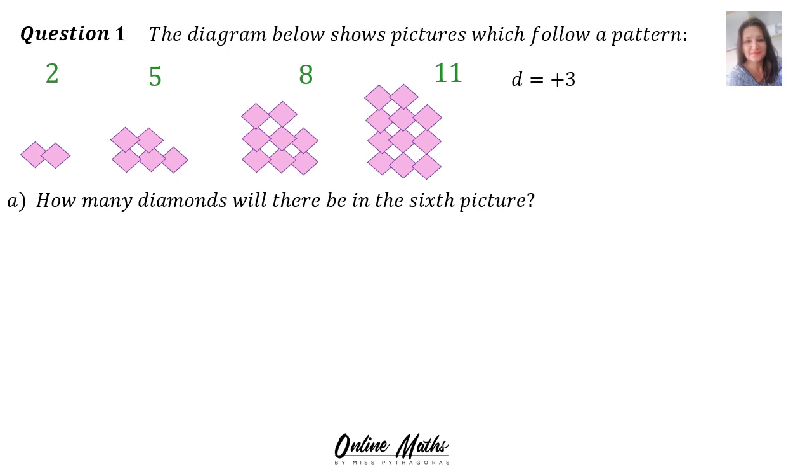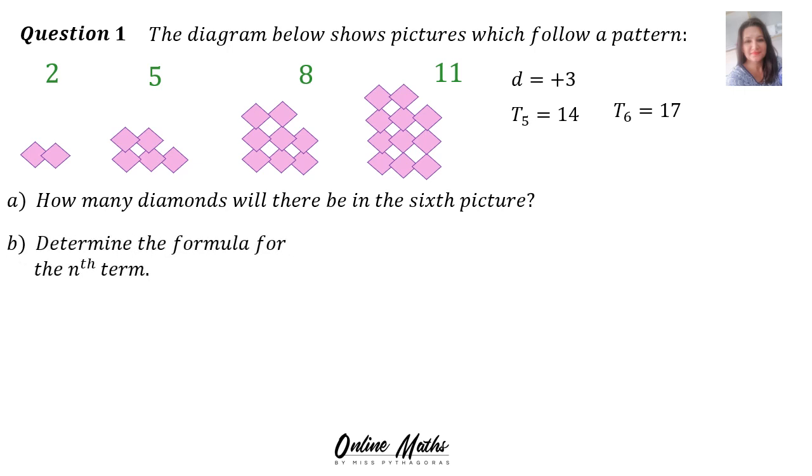Now it is very clear that d, the constant difference, is 3. Now we can add. So in the 5th pattern it will be 11 plus 3 is 14, and then in the 6th pattern it will be 14 plus 3 is 17.